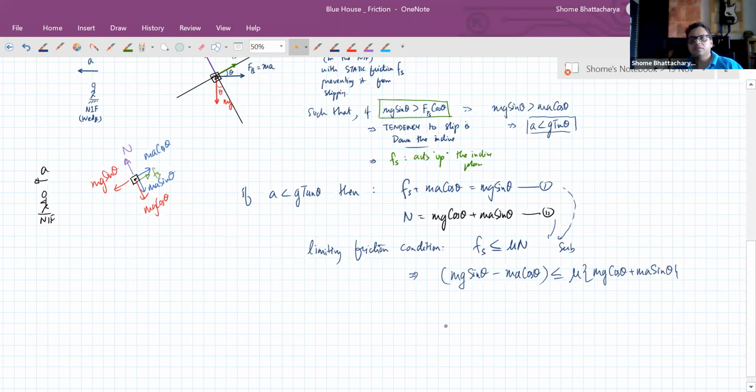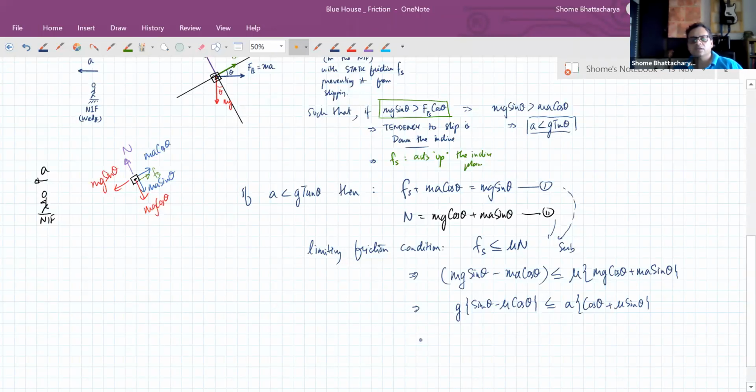So from this, we will get a condition on A. Just keep the terms of A on one side and g on the other side. So you will see M cancels off everywhere, of course. So g into sin theta minus mu cos theta is less than or equal to, take the A on the other side, A into cos theta plus mu sin theta.